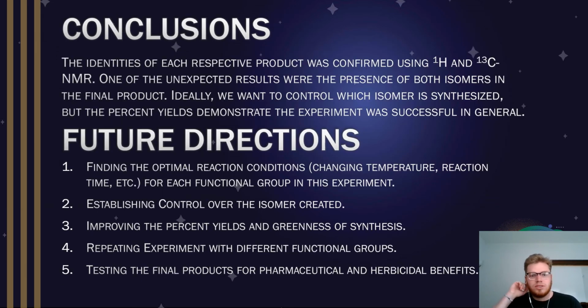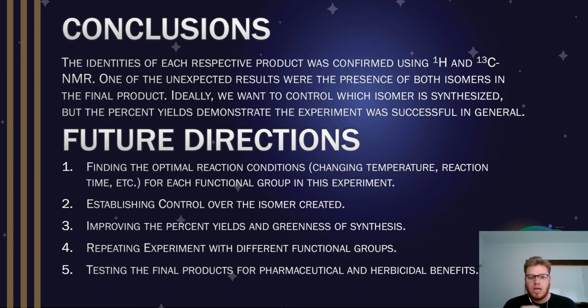So some conclusions. The identities of the respective products were found using proton and carbon NMR. One of the unexpected results was both isomers in the final product, as I mentioned. Ideally, we want to be able to control which isomer we get. But the percent yields demonstrate the experiment was successful in general.